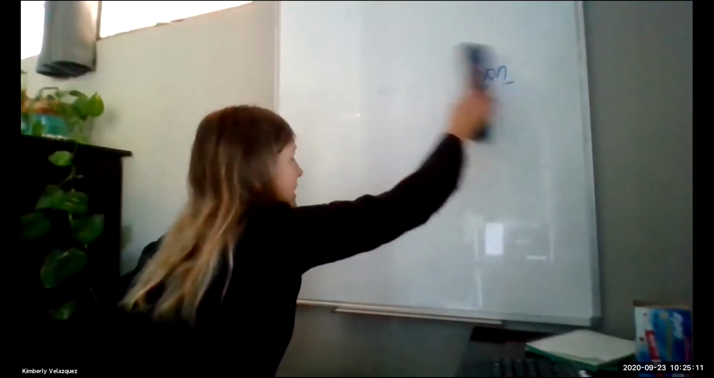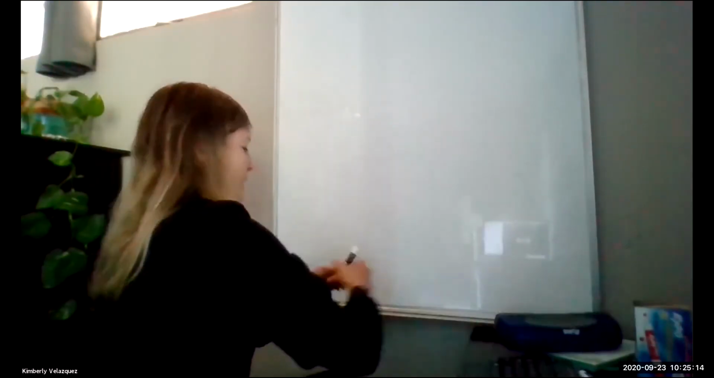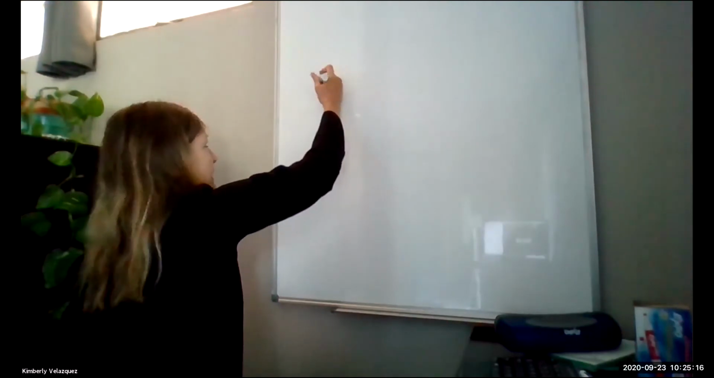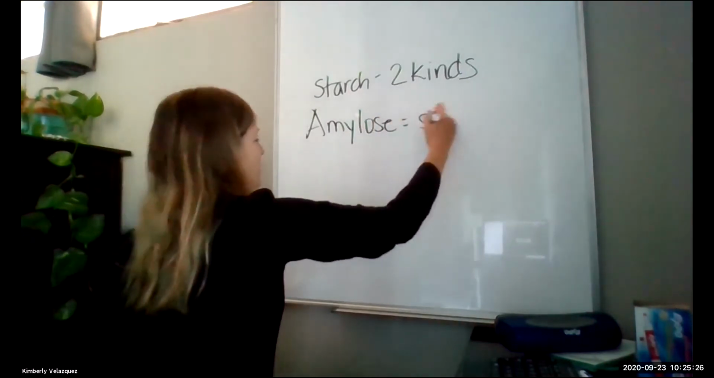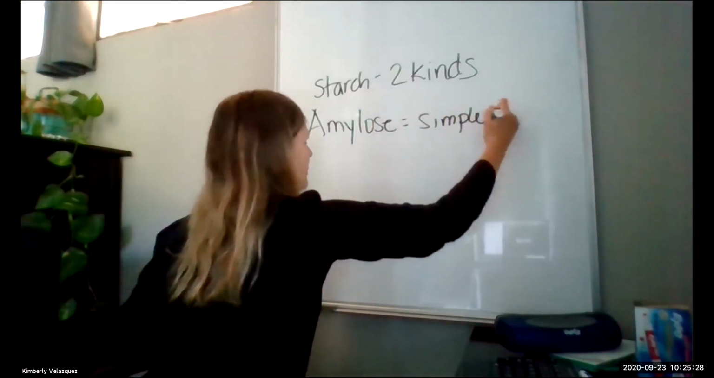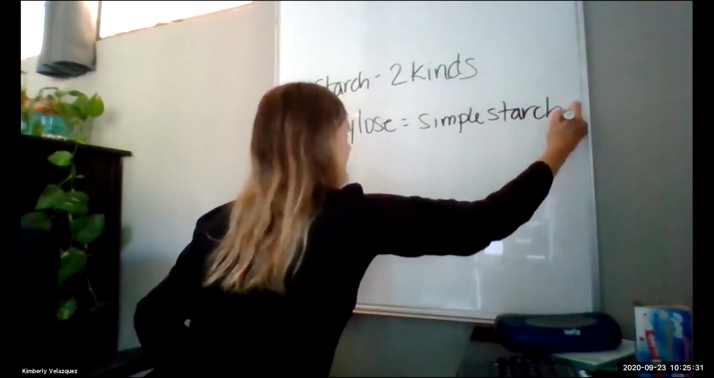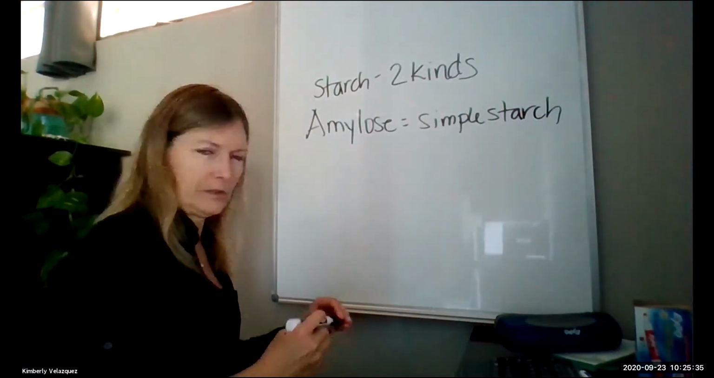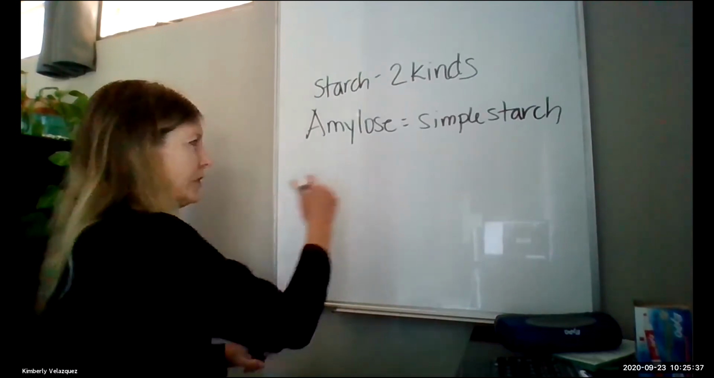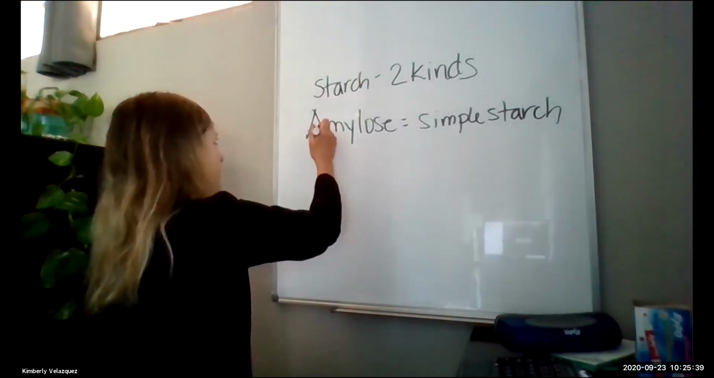So there's a difference in quality of the kinds of carbs you eat. So 2 kinds of starch. We're mostly eating starch. We have what's called amylose, which we call simple starch. And it's just a simple chain of glucose. That's why it's called simple starch. It's just really simple in structure.